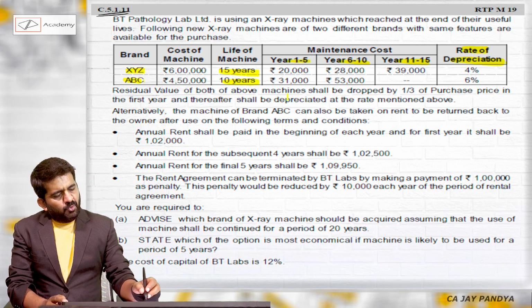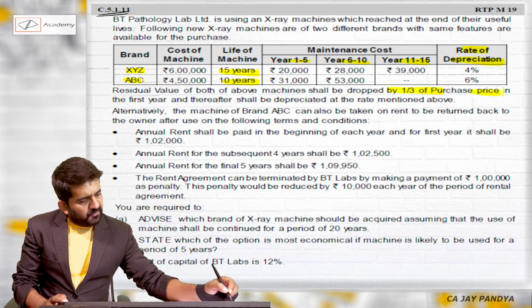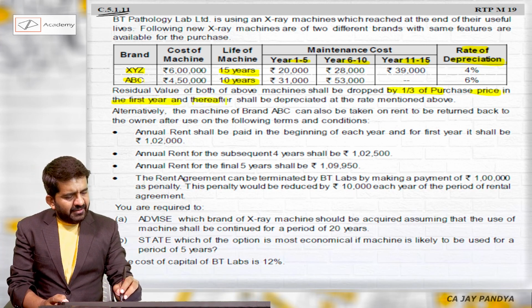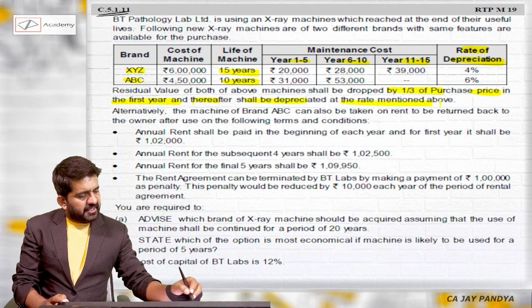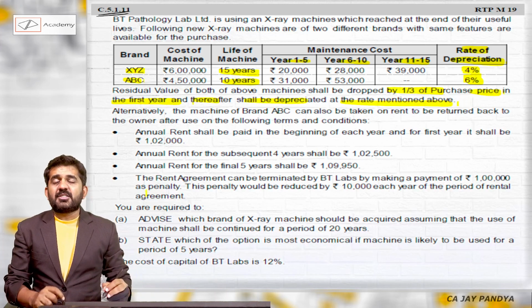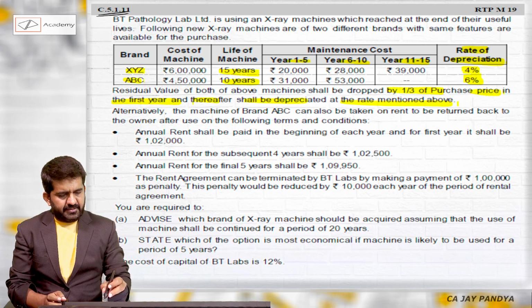Residual value of both of the above machines shall be dropped by 1/3 of purchase price in the first year itself, and thereafter shall be depreciated at the rate mentioned above. So in the first year there will be a depreciation of 1/3 of the cost price.